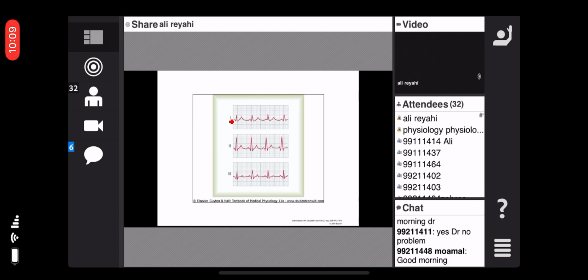Here we see lead 1, lead 2, and lead 3 ECG from a normal heart. We have upward or positive waves in lead 1. We have some negative waves as you see here. This wave, downward deflection in lead 2, or these waves, downward or negative waves, and upward or positive waves.